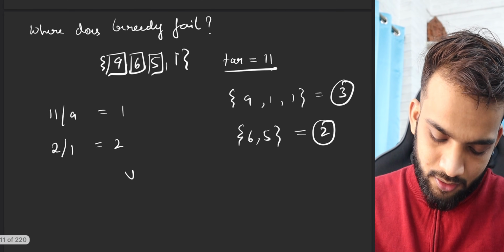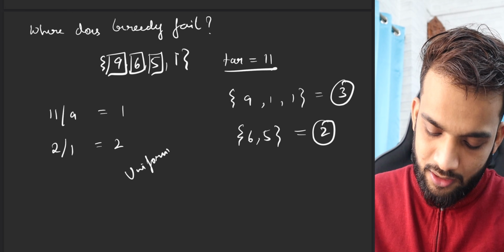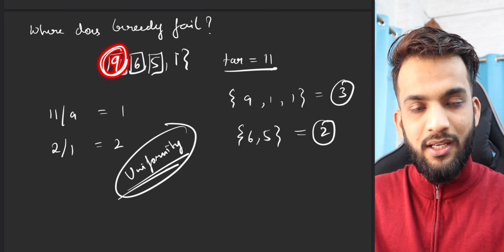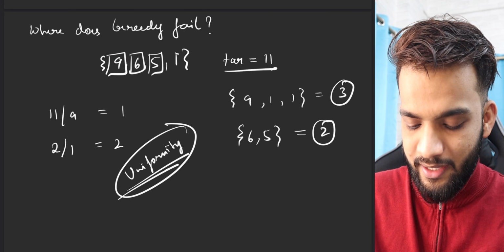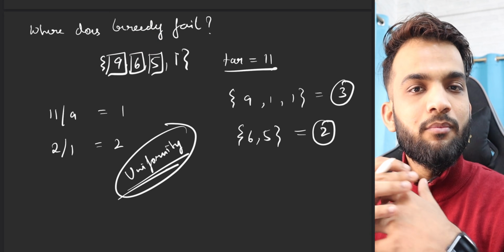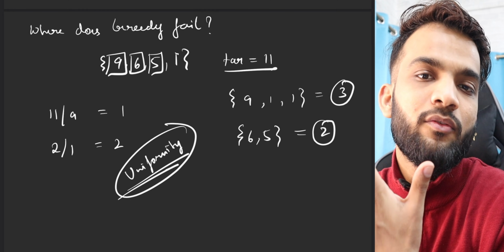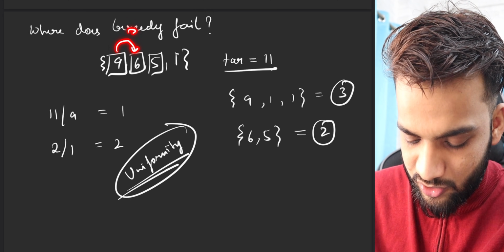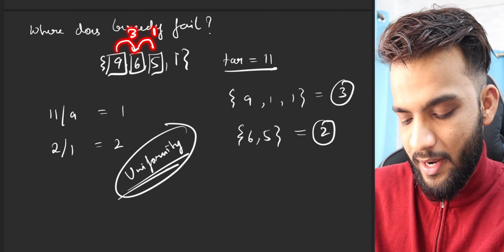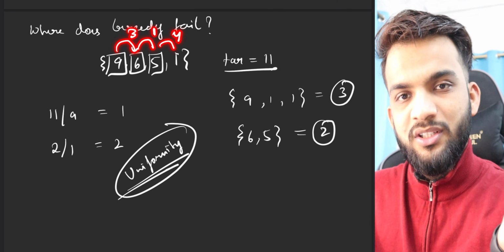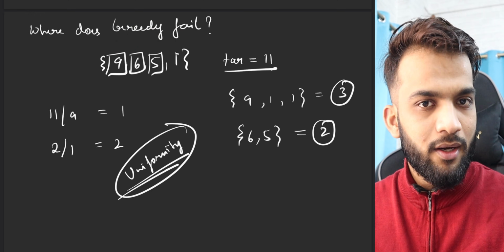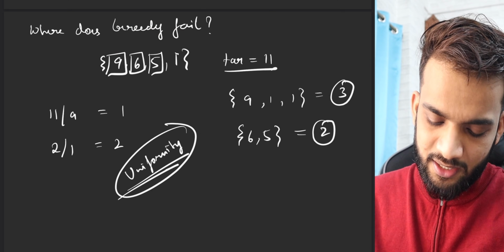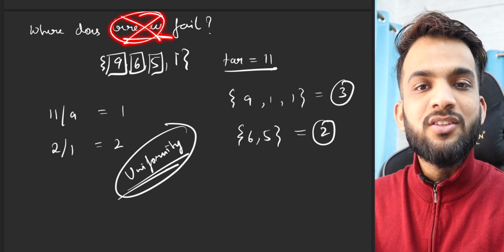Again, why? Same reason. Uniformity. There is no uniformity there, right? There's a 9, but it might happen the next couple of elements might give you better values. So uniformity is not there. Like 9 to 6 difference is 3, 6 to 5 difference is 1, 5 to 1 difference is 4. So there is no uniformity in the differences of coins. Thereby you don't know what is the next denomination. Hence, something like greedy cannot be applied in such cases.